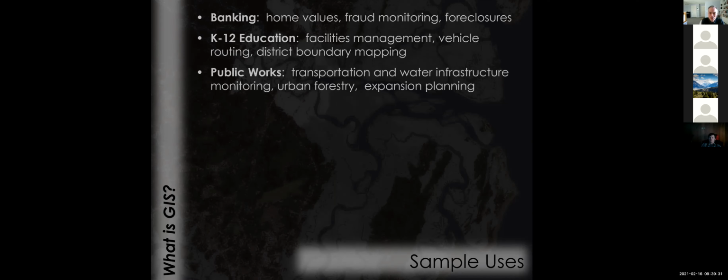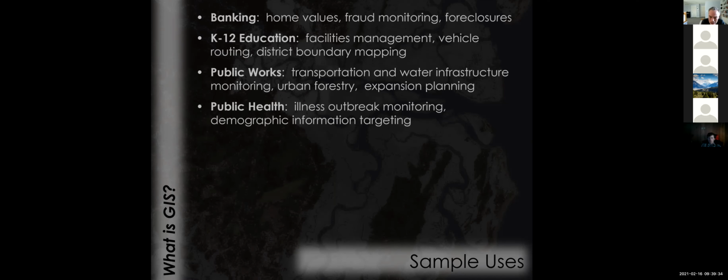In public health, it's used for illness outbreak monitoring, demographic information targeting, and other purposes. It's actually been used very widely in the current public health crisis with COVID. From a very early time, they've been using maps to monitor outbreaks of COVID and hotspots, and using that to figure out how it's spreading and how best to contain the spread, although obviously containing the spread has been feeble at best.